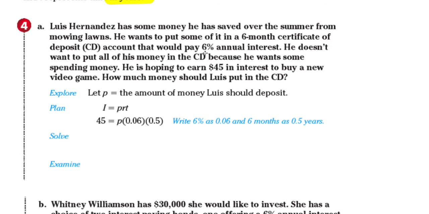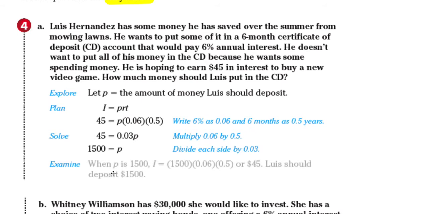0.06 will be the 6% annual interest, and 0.5 because it's 6 months. When you say 6 months, that's half a year. 0.5 will be your decimal for 6 months. So you have that equation, and now we aim to solve it. You now have 45 equals 0.03P, when you multiply 0.06 times 0.5. Divide both sides by 0.03, and you end up with a principal of $1,500. So basically Luis should invest $1,500 in a 6-month certificate of deposit for him to earn $45.